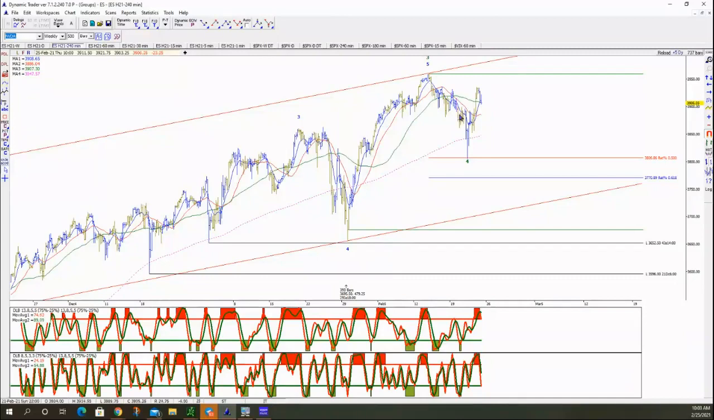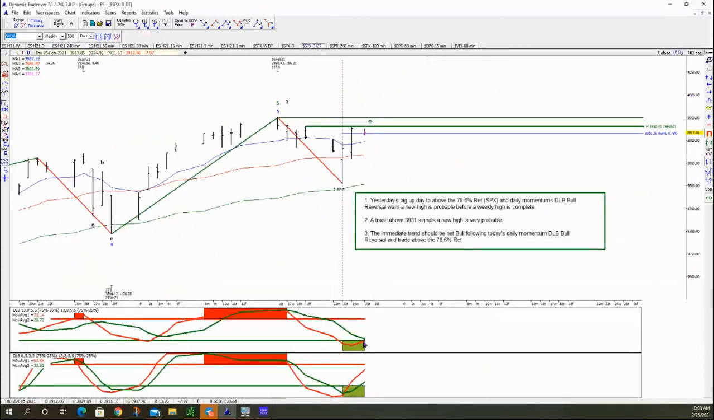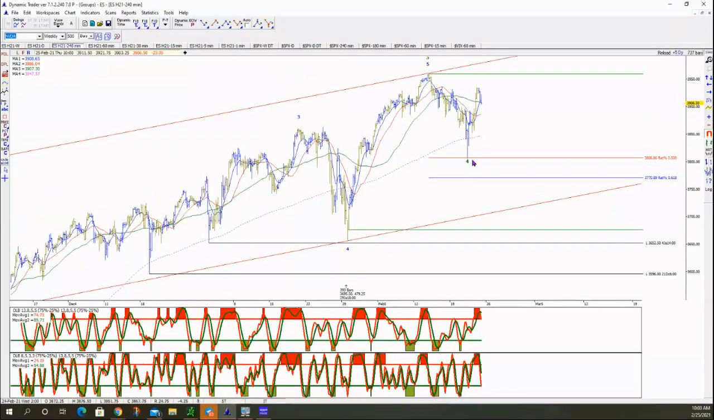So this pullback all the way to a 50%, could it pull back deeper? Could this be an A, B, C? Sure, it could be. That's why I put that alternative on the table. But my primary count is that this wave 4 has ended because the daily chart oscillators are up, plus it reached a 50% pullback, which is where it should pull back.